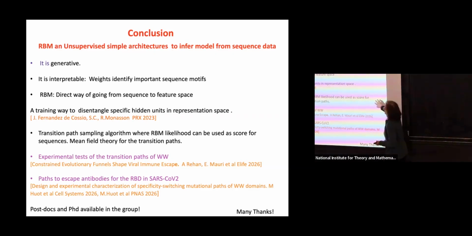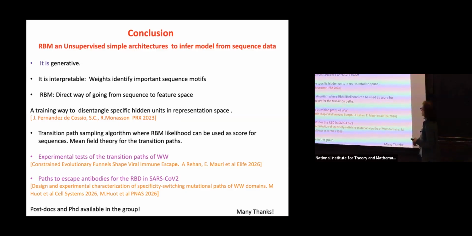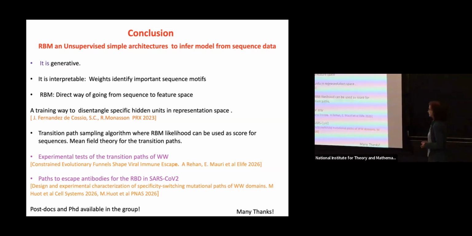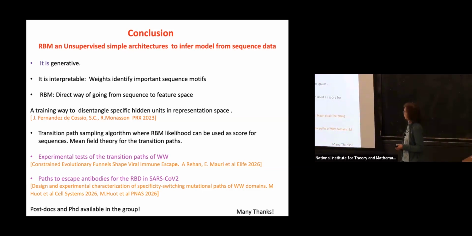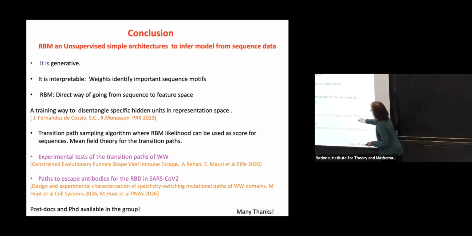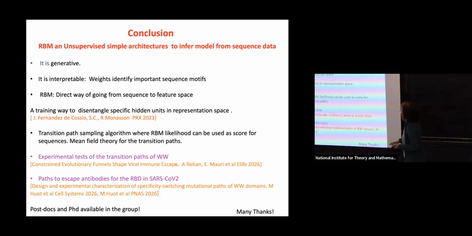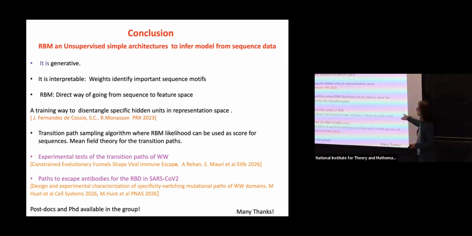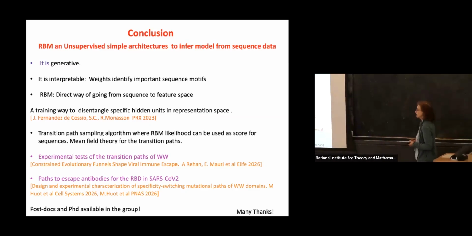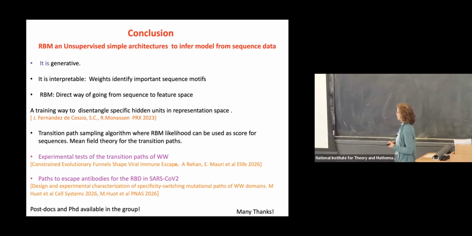So we have seen this transition path algorithm. And this is the paper in which they have tested the transition path in the WW domain. And this is a paper, in collaboration with a group at SPCI, in which we have shown this path to escape antibodies for the receptor binding domain in SARS-CoV-2. So thanks a lot.